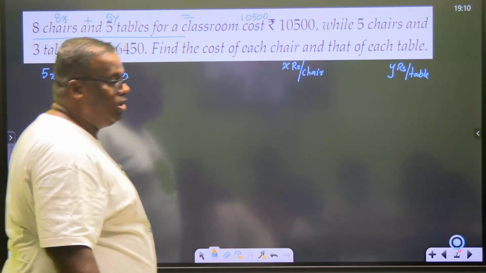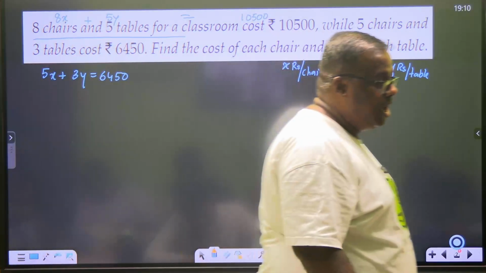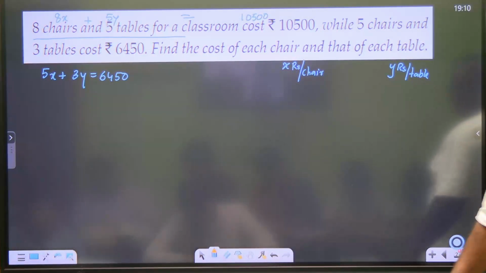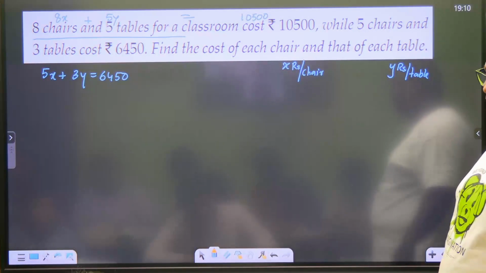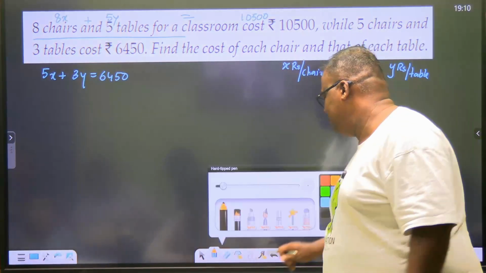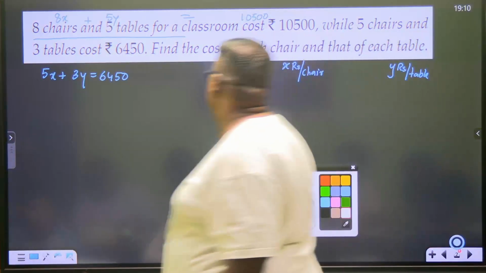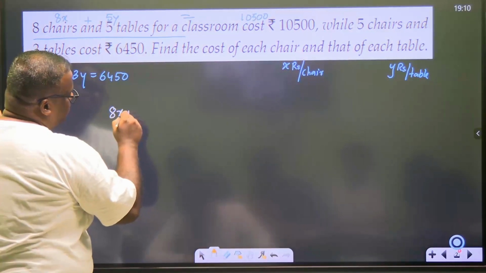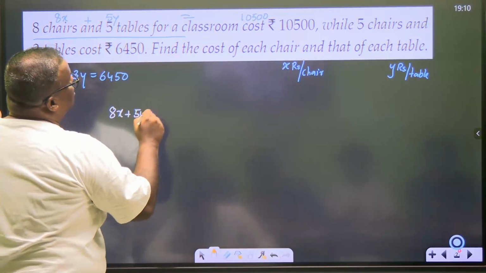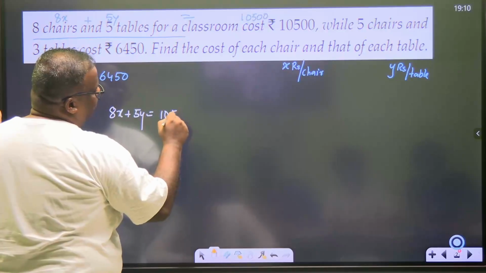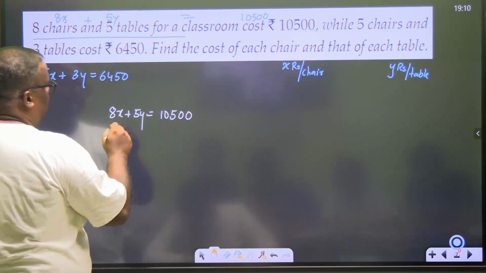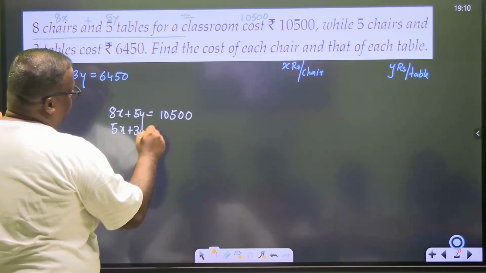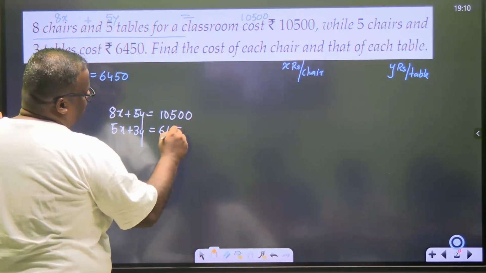Now comes the next challenge for you: how to make my calculation simpler and easier. End of the day, you have to solve for both x and y. Okay? Let's see our equations. Our equations are 8x plus 5y is equal to 10500, and I have 5x plus 3y is equal to 6450.